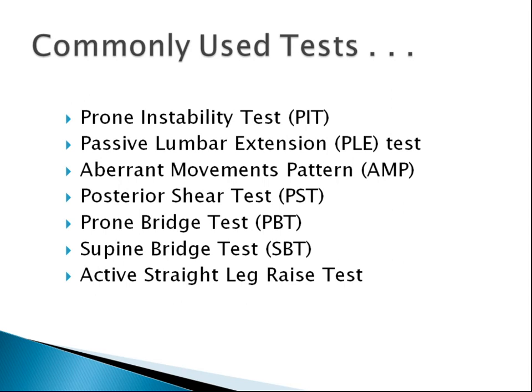The researchers searched for studies that evaluated commonly used tests for intersegmental instability: the prone instability test, the passive lumbar extension test, aberrant movement patterns, posterior shear test, prone bridge test, supine bridge test, and active straight leg raise. So obviously we need to describe some of these because they are less familiar. First, aberrant movement patterns are actually a series of tests or observations, including a painful arc in flexion or extension, an instability catch, Gower's sign, and reversal of the normal lumbopelvic rhythm.